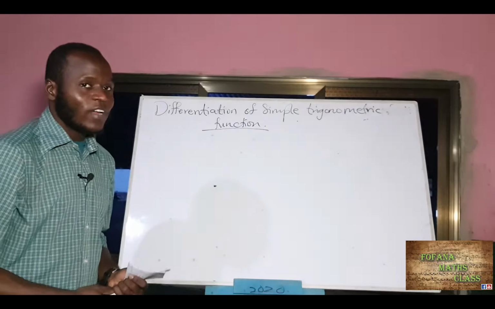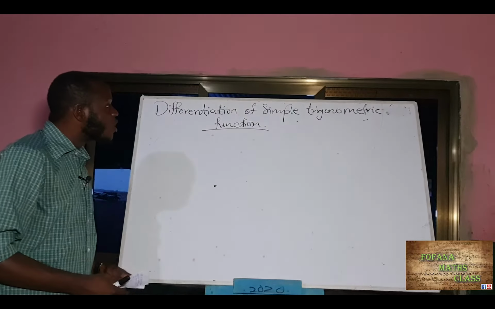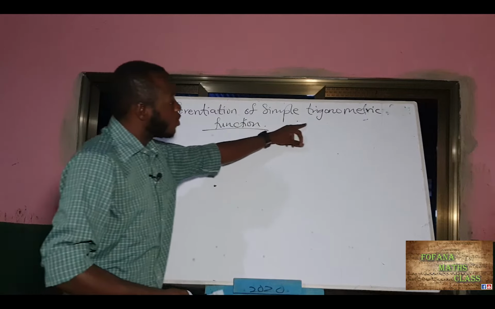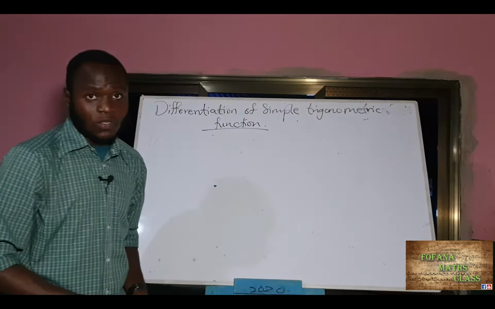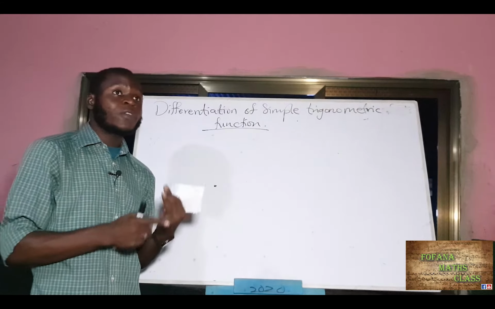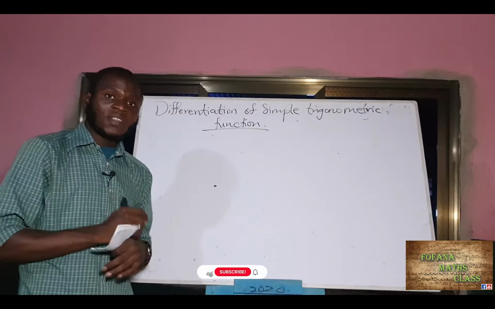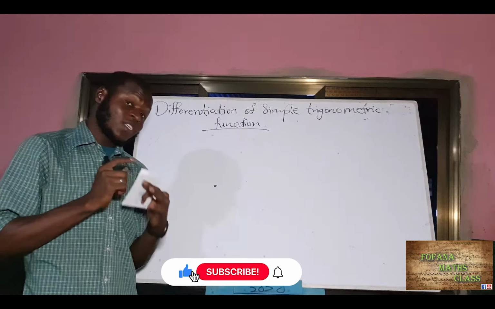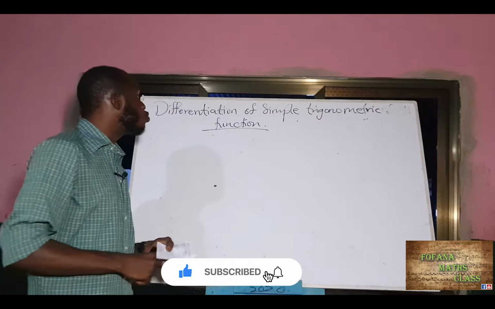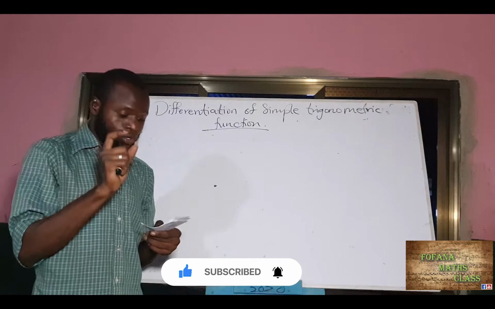And welcome back to our final math class. Today we are going to look at differentiation of simple trigonometric functions. We have the trigonometric functions, which are the basic ones: cos, sine, and then tan. The simplest ones are the cos and the sine, so we are going to look at how to differentiate cos and sine.